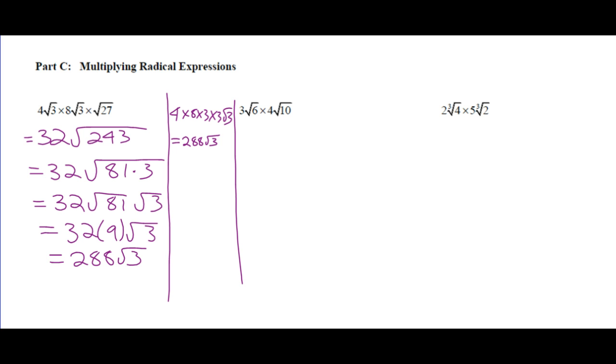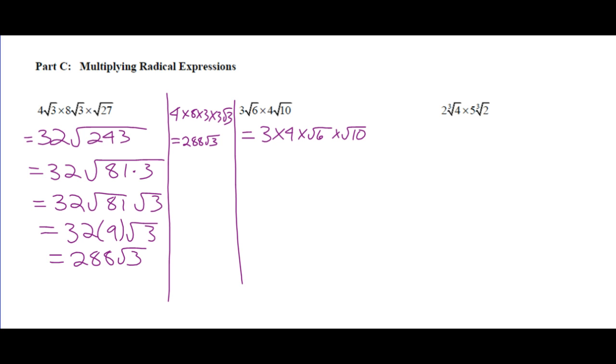This one doesn't simplify. Root 6, root 10, I can't do anything with them. So this one we really do have to just multiply out. So this is 3 times 4 times root 6 times root 10. Don't write that down, but that's what's happening.